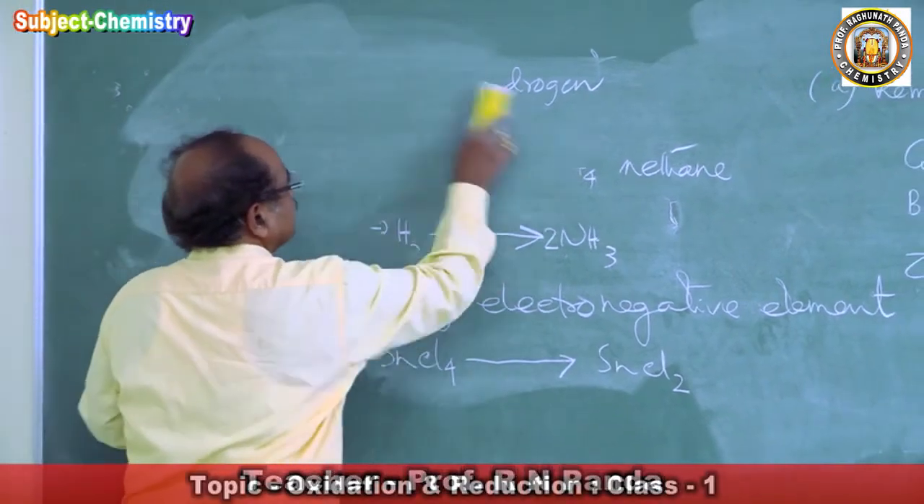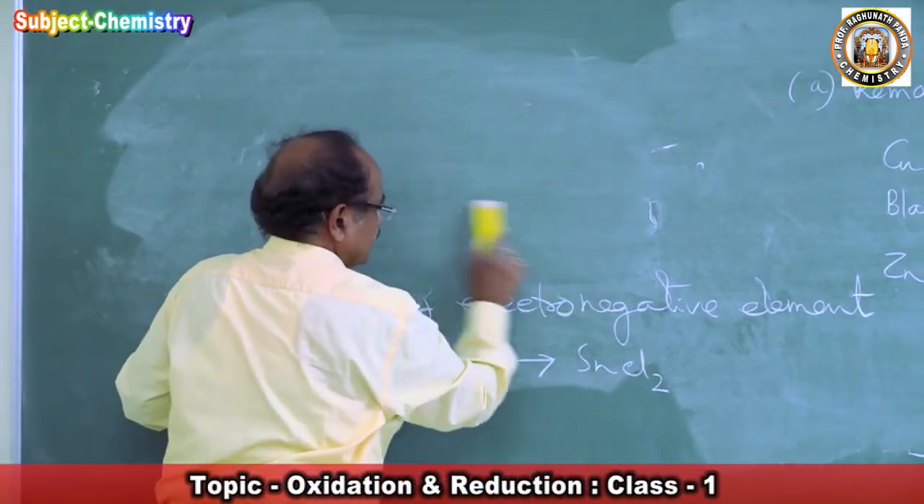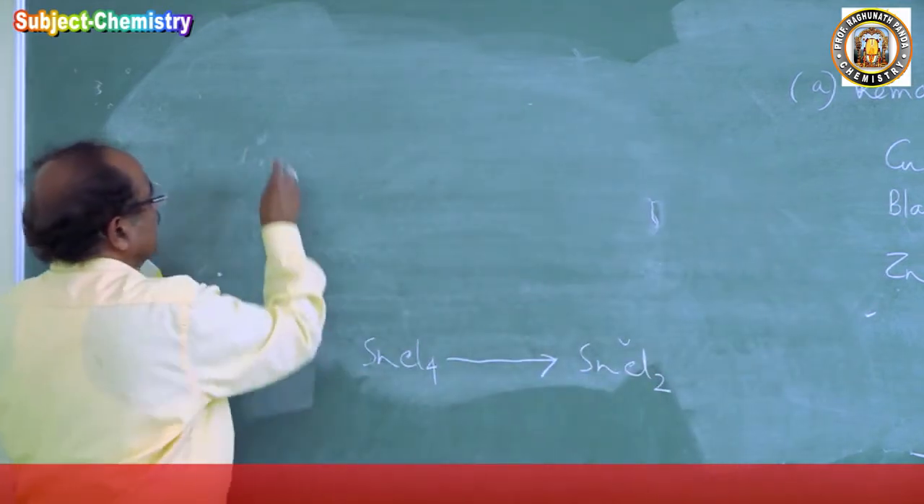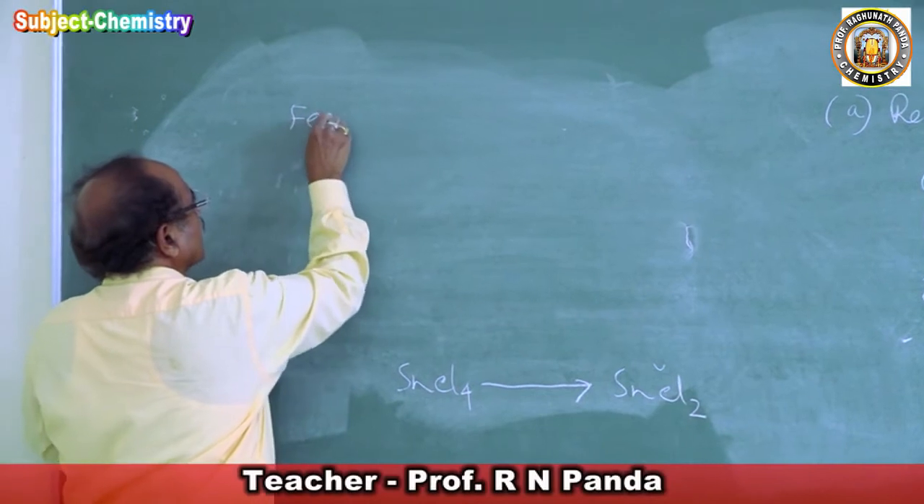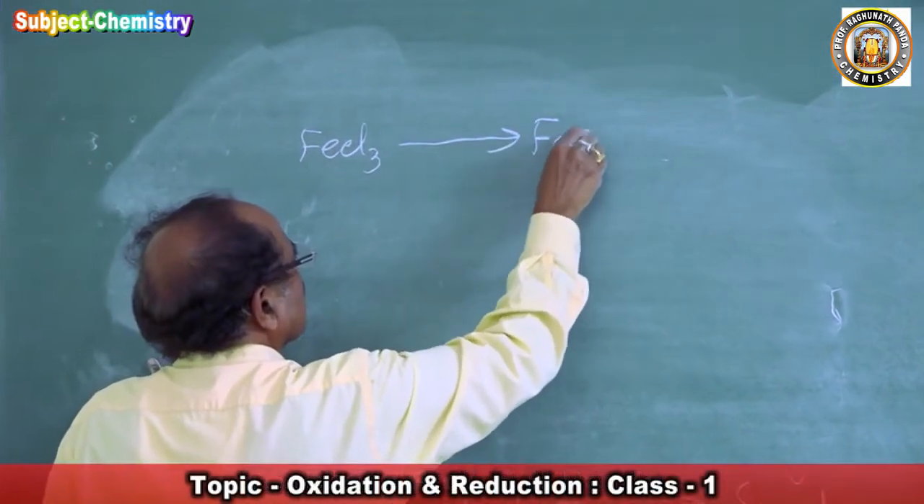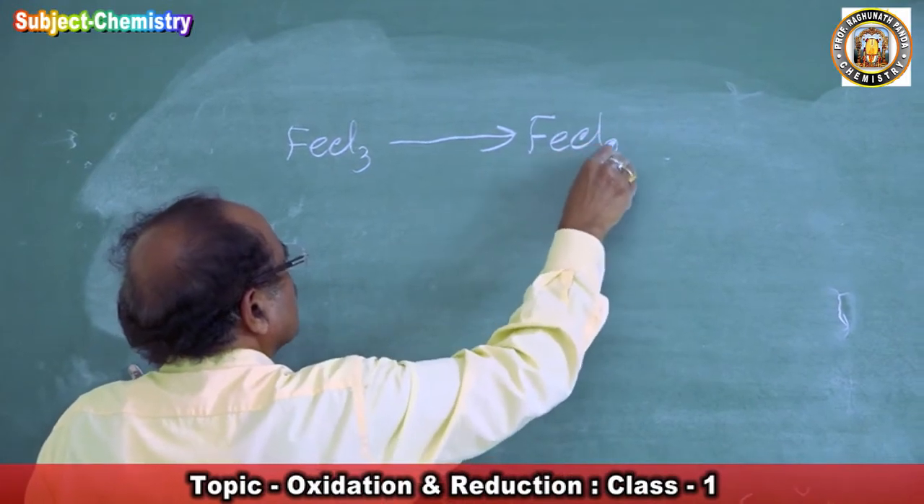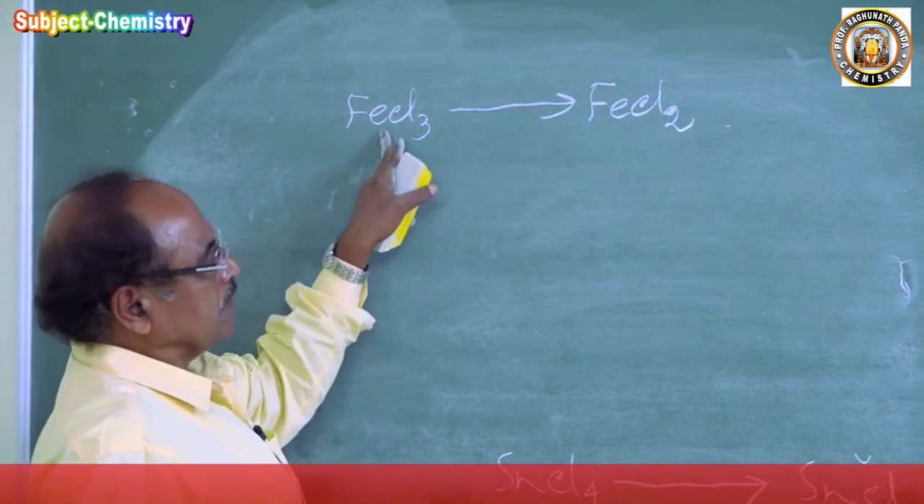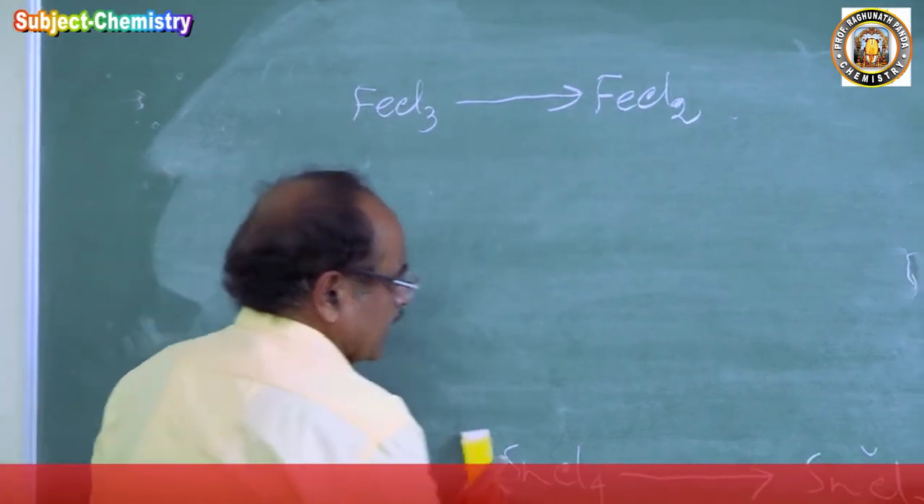Or we have ferric chloride to ferrous chloride. So this is also, we say, a reduction. So these are the examples we can take.